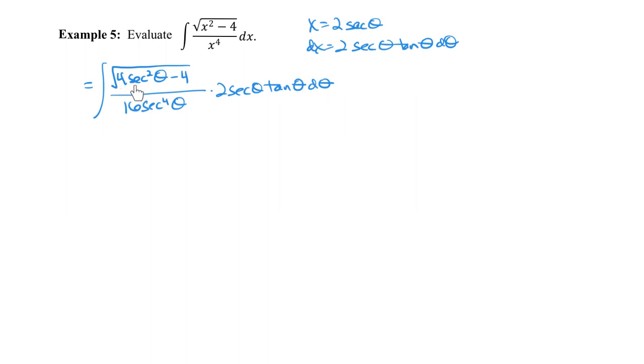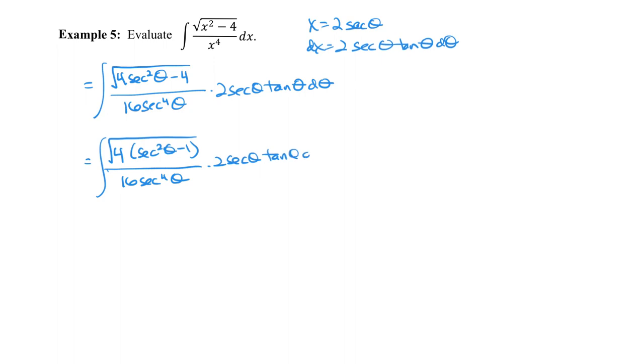This sort of thing will happen all the time when we do trig substitution. We can factor a 4 out. All right, so we're going to factor that 4 out, and we get secant squared theta minus 1. Down here, we've still got 16 secant to the 4th theta. Over here, times 2 secant theta tangent theta d theta. You could be canceling things too. The secant will cancel here. We've got a 2 and a 16.